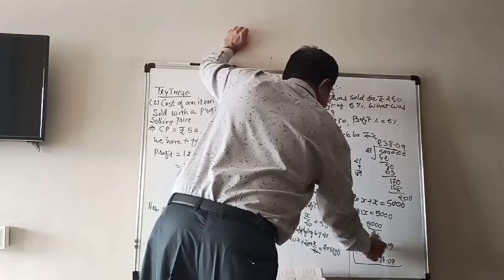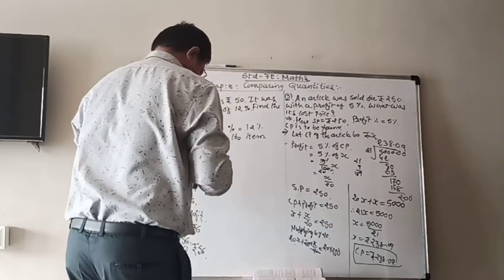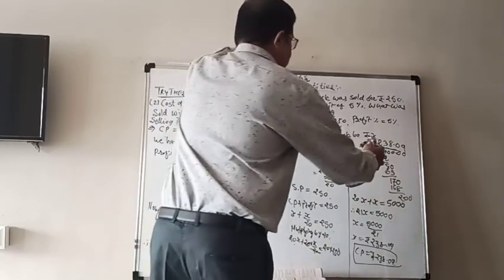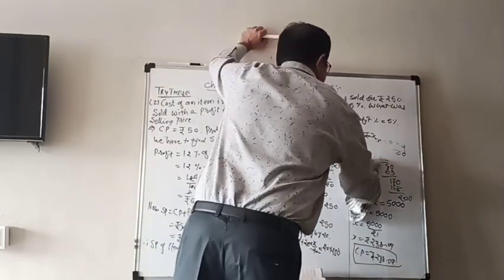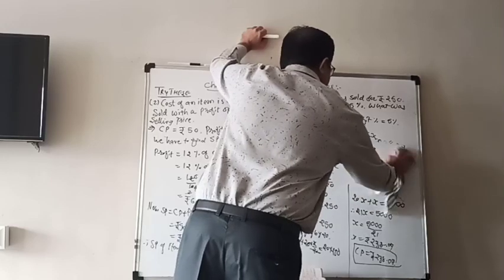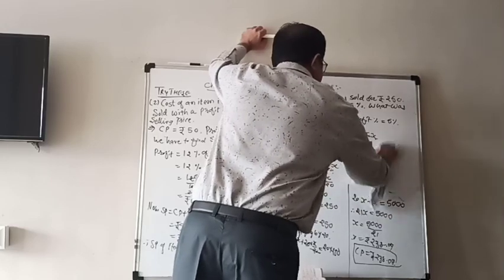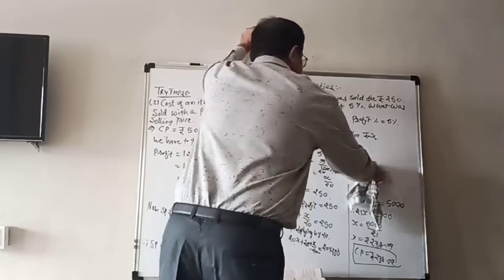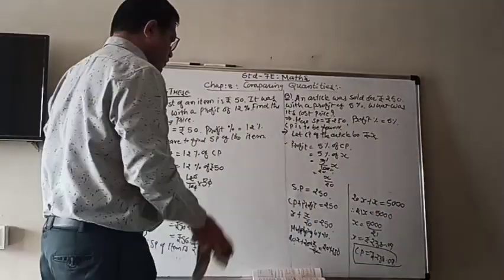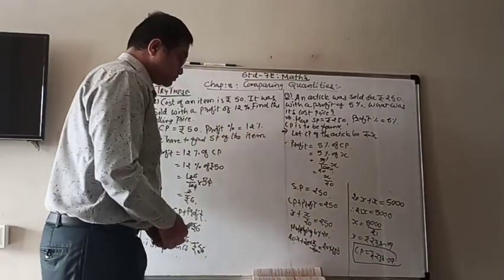So that is the CP is rupees 238.09. So here, as we saw that sometimes they give like that, then whatever answer you got, don't worry that always it should be in the whole number. It can come in the form of fraction also.